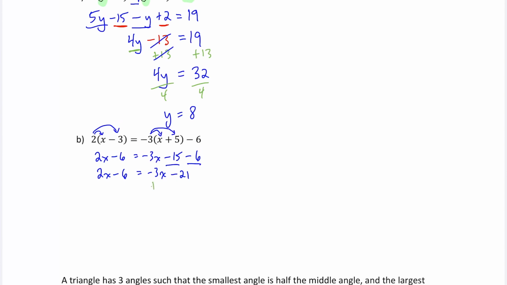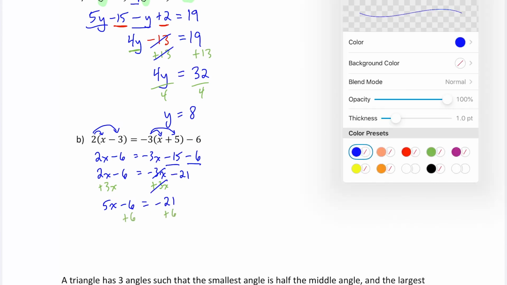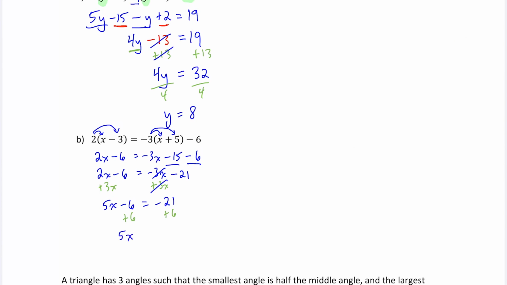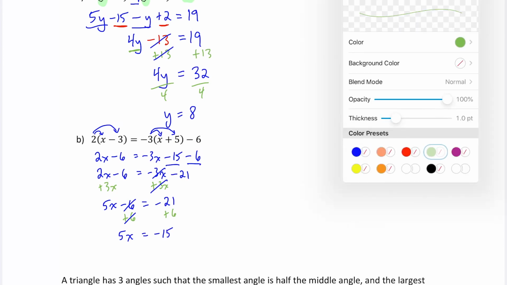All right, I'm going to bring the variables to the left side. So that gives me 2x plus 3x is equal to 5x minus 6 is equal to, and then negative 3x and positive 3x cross out and leave us with negative 21. Now we bring our constants to the other side. So we add 6 to both sides. We're left with 5x, and the positive 6 and negative 6 cross out. That leaves us with negative 21 plus 6, which is negative 15.